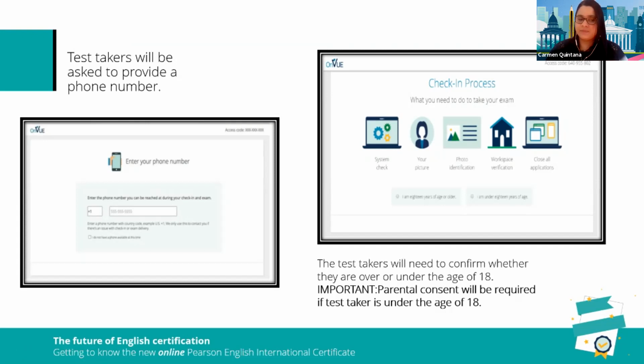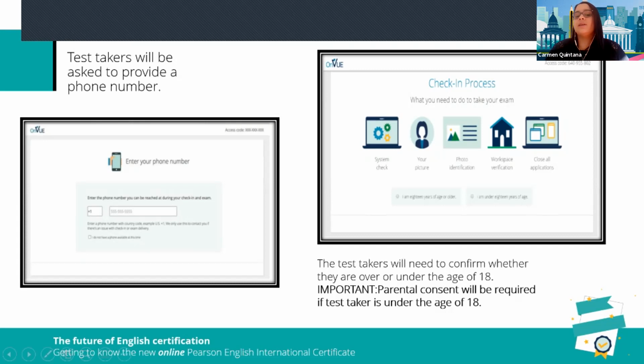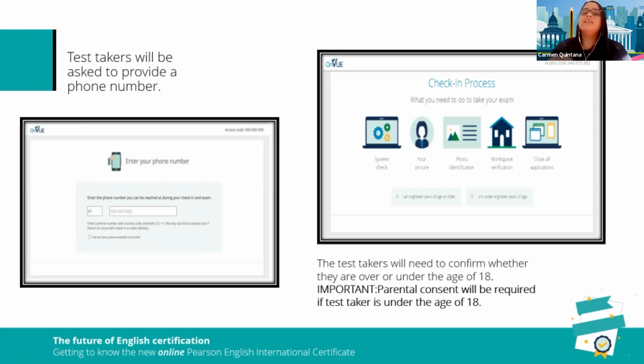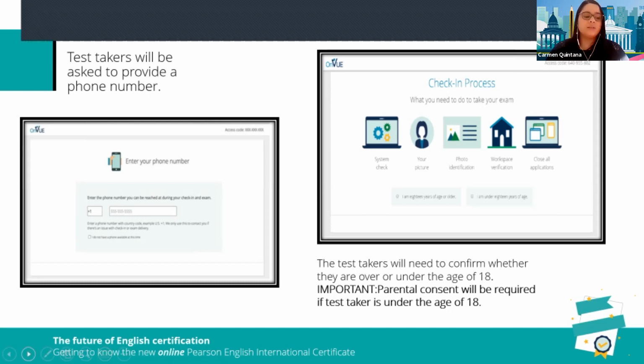Test takers who are under the age of 18 will need to provide parental consent prior to taking the test. And it's a very simple process. If a person under the age of 18 is checking in to take the test, then the consenting adult will need to be there for the check-in process. They will show their ID and answer a simple question saying that they provide consent for the test taker to take the test. And then the test taker will continue with the rest of the process on his or her own.